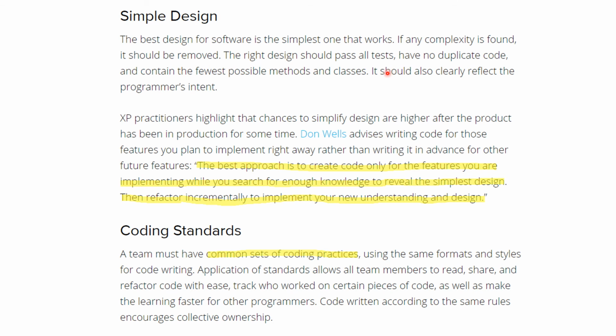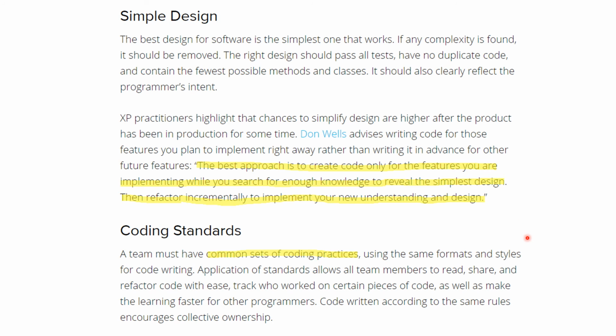The next is a simple design. The best approach is to create code only for the features you are implementing, while you search for enough knowledge to reveal the simplest design. You create code just for the features you are implementing. Just design for that. Then refactor incrementally to implement the new understanding of the design. There's emergent design, incremental design, all of this is the same concept: simple design, right?